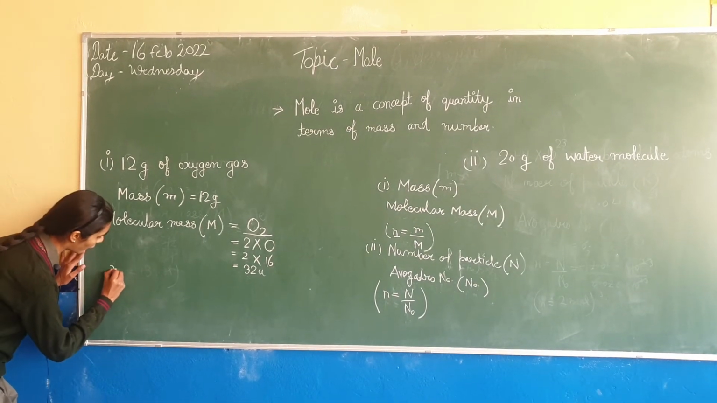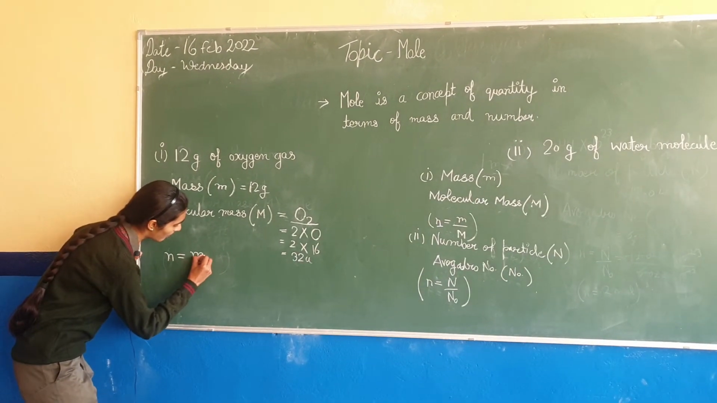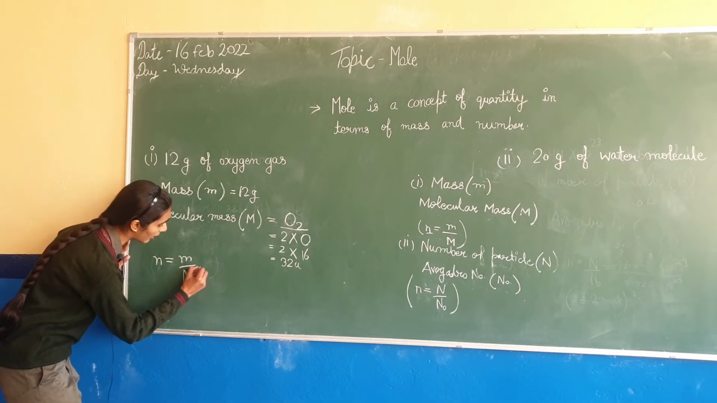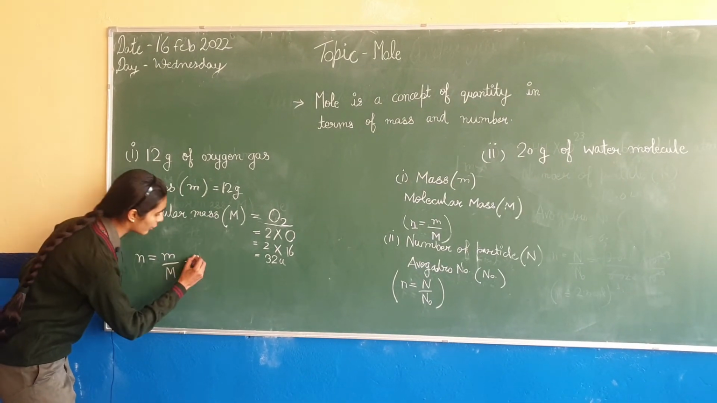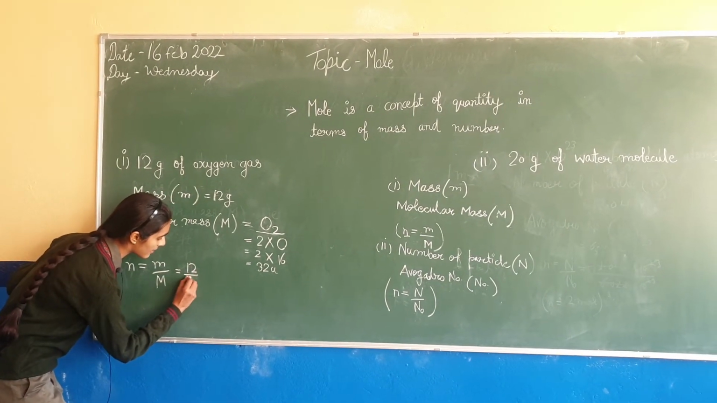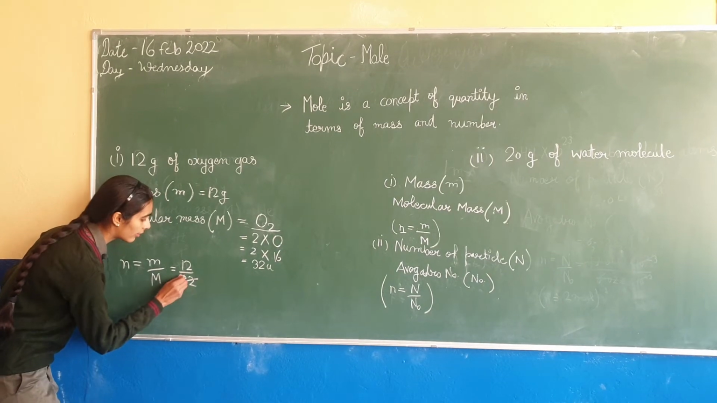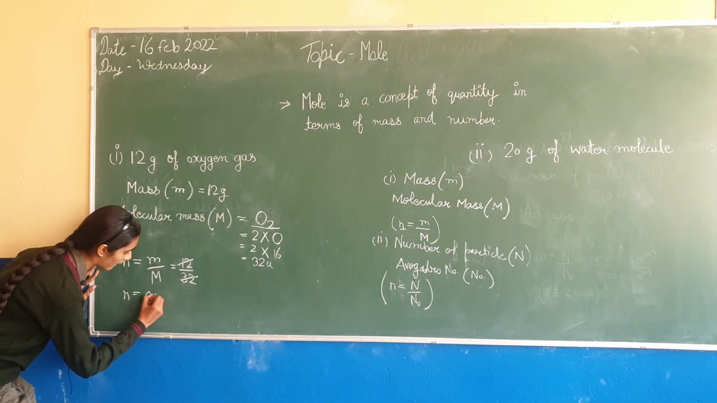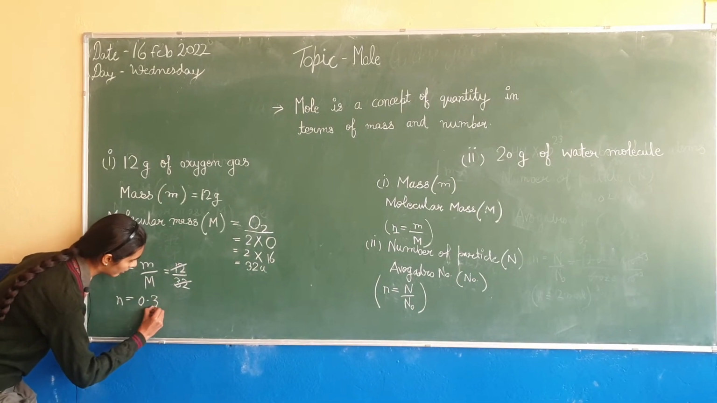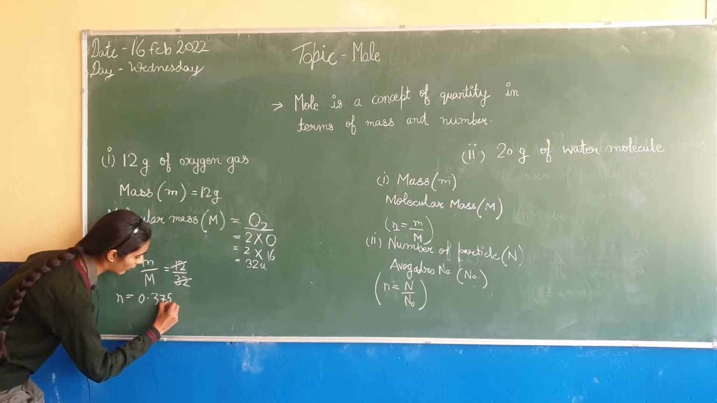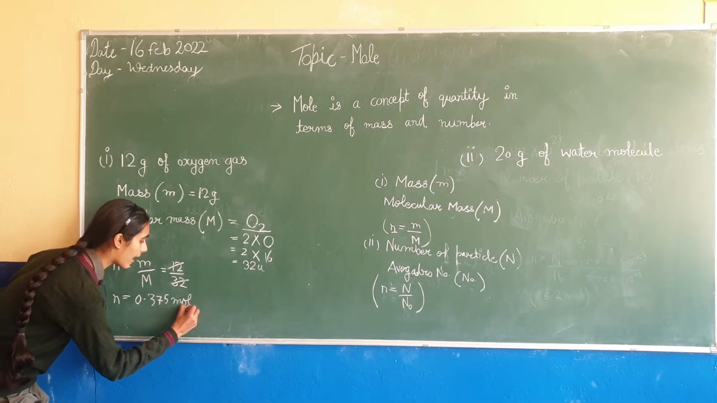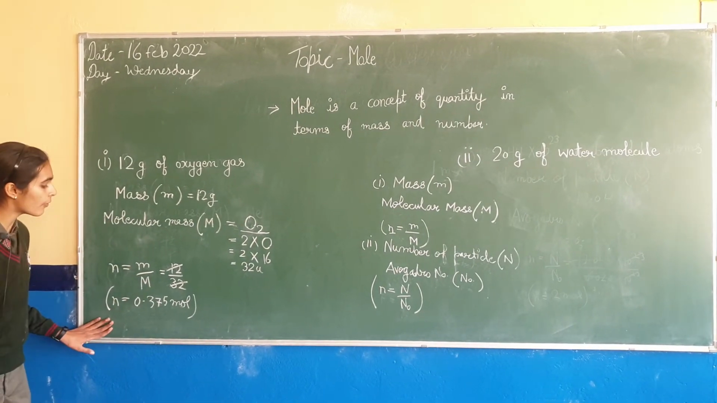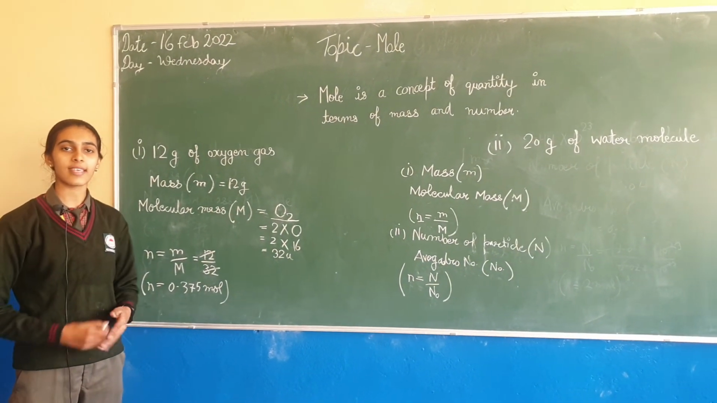Let's apply our formula. N is equals to mass divided by molecular mass. Mass is given 12 gram. Molecular mass is 32. From this we get our answer 0.375 mole. This is our answer. We get number of mole is equals to 0.375 mole.